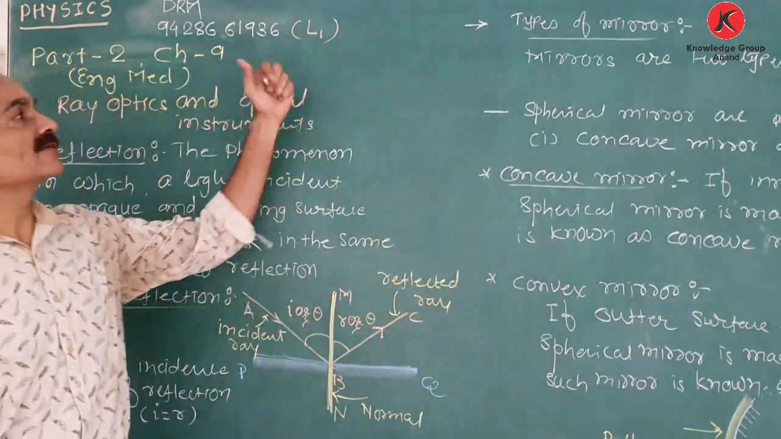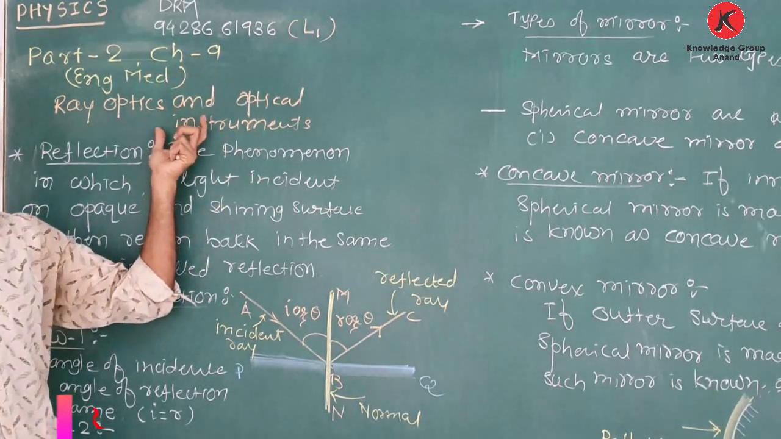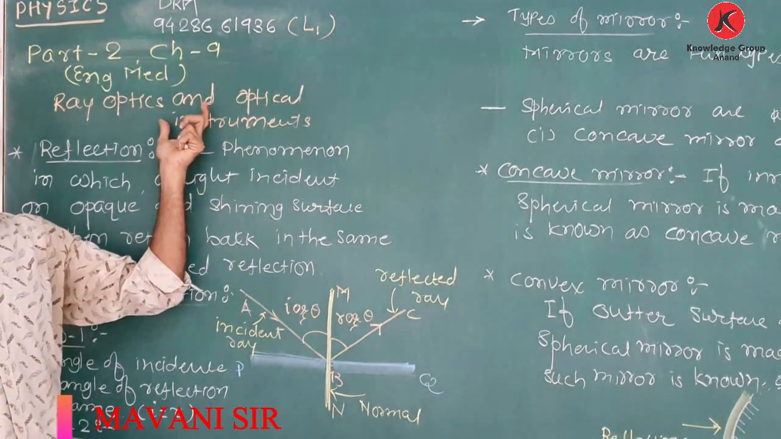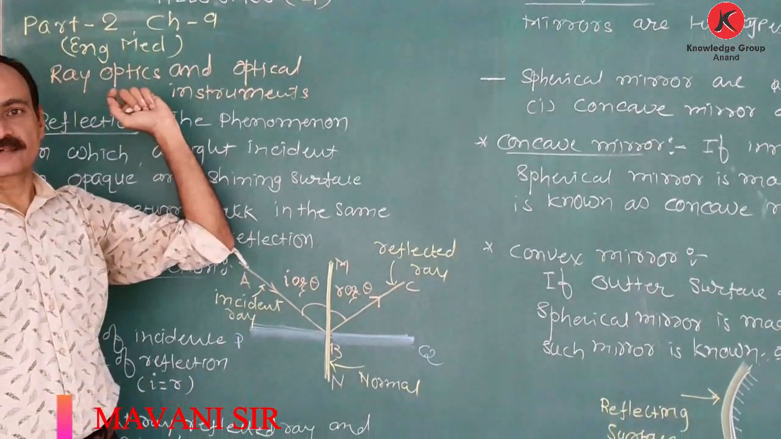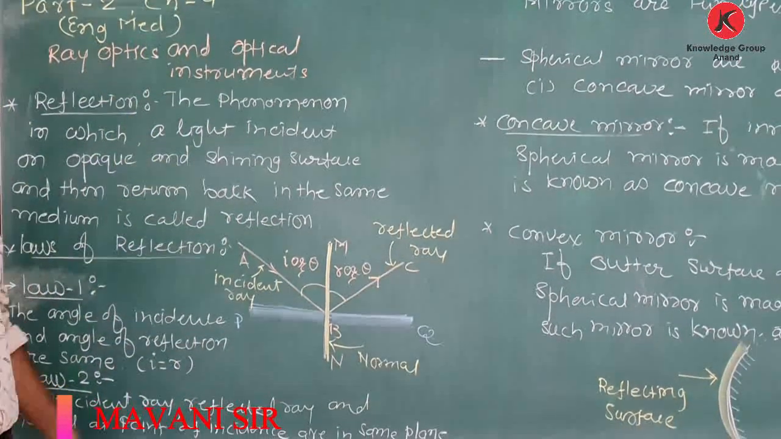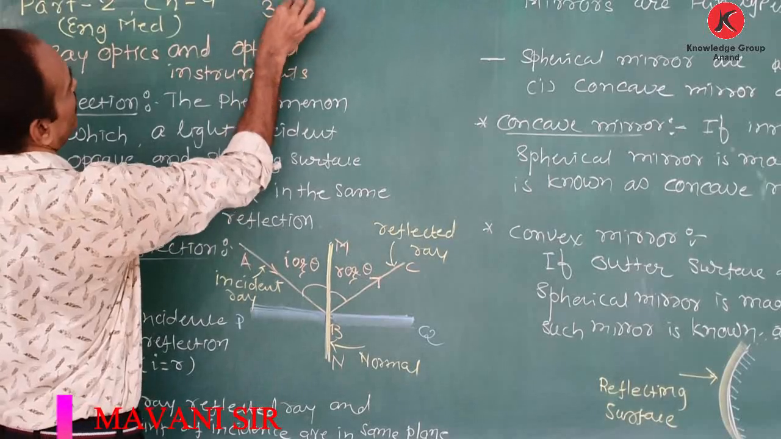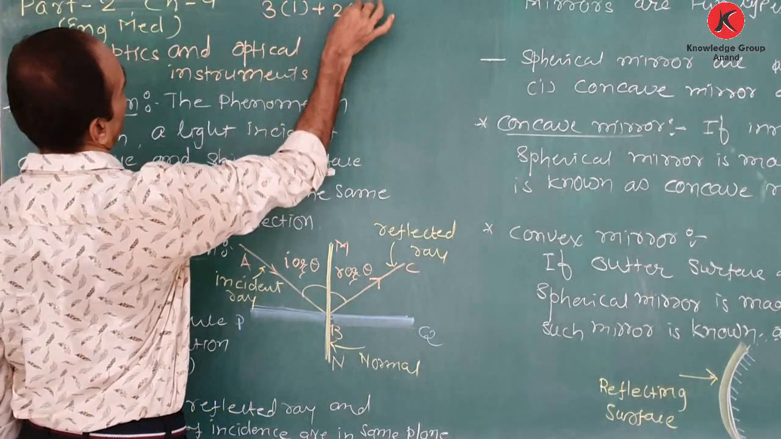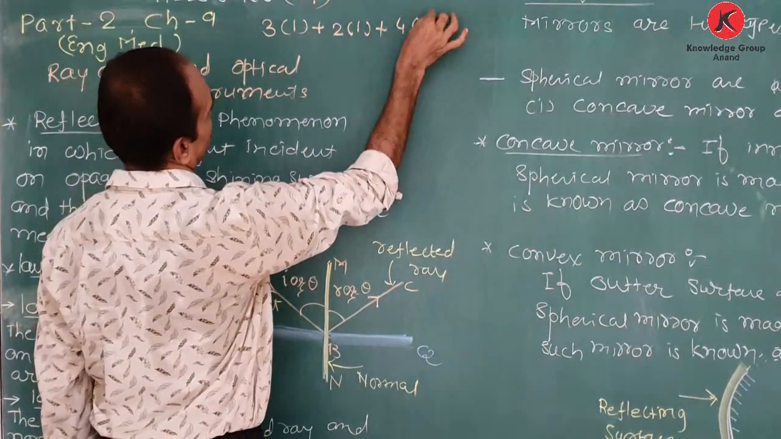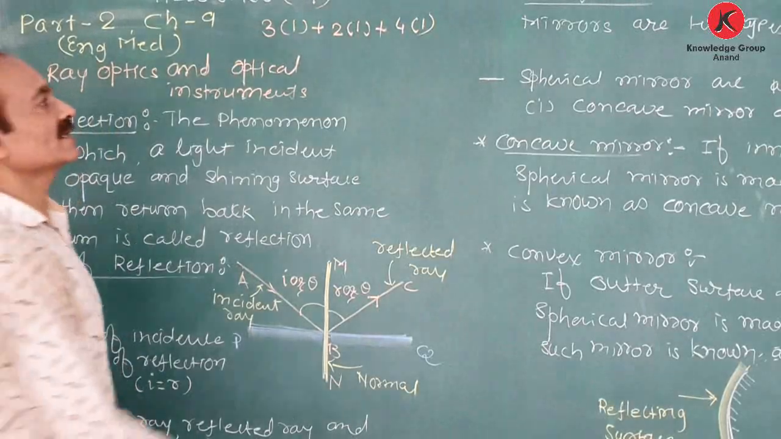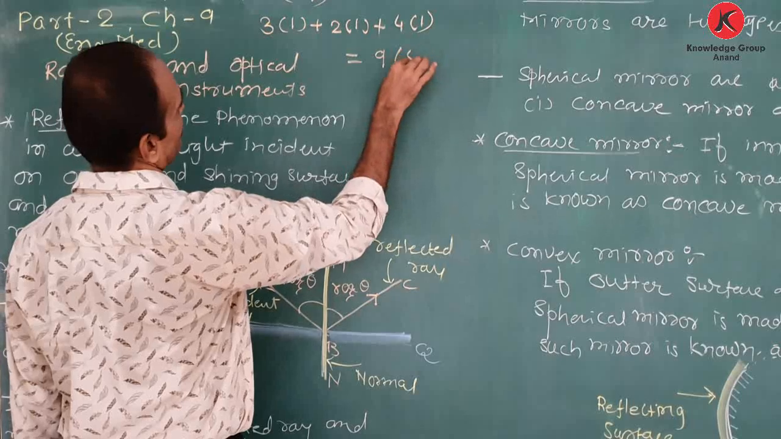Today we are going to start our discussion about Chapter 9, Ray Optics and Optical Instruments, in part 2. You already learned about this chapter in 10th standard. The weightage of this chapter in 12th standard in the Gujarat board is 9 marks: 3 questions of 1 mark, plus 1 question of 2 marks and 1 question of 4 marks are asked. Therefore, the total weightage of this chapter is 9 marks, and the total questions are 5.